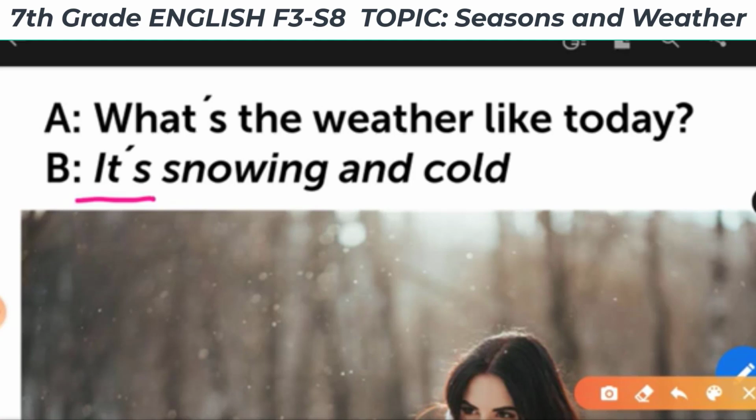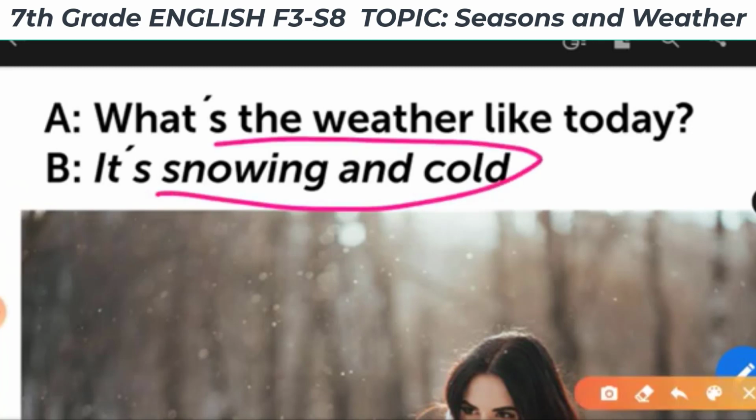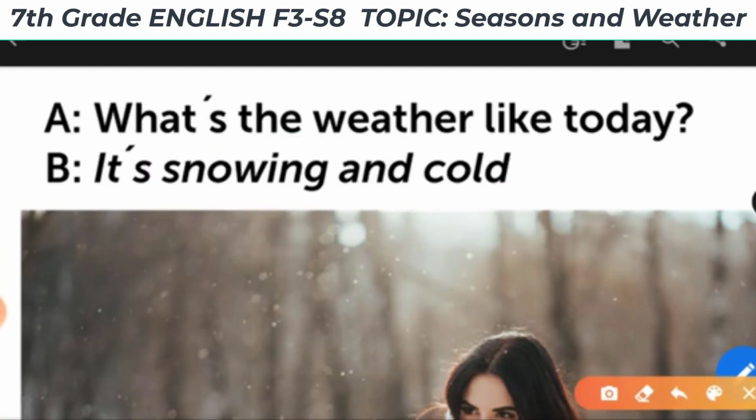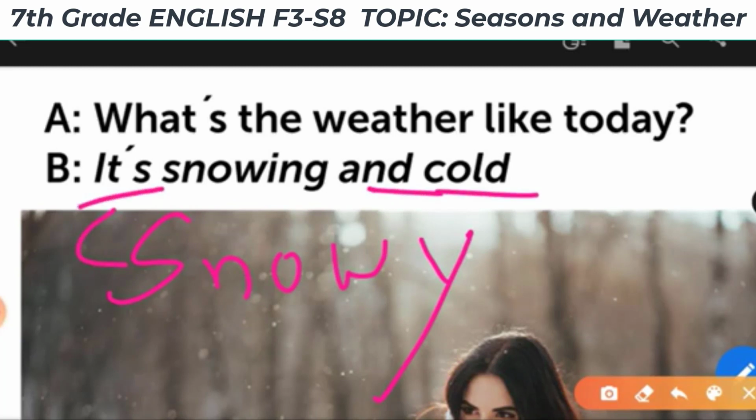It's snowing and cold. Okay? It's snowing and cold. Aunque gramaticalmente esto pudiera parecer correcto, lo que yo he aprendido me dice que la mejor manera de decir esta expresión es diciéndolo así. It's snowy and cold. Yes? It's snowy and cold.